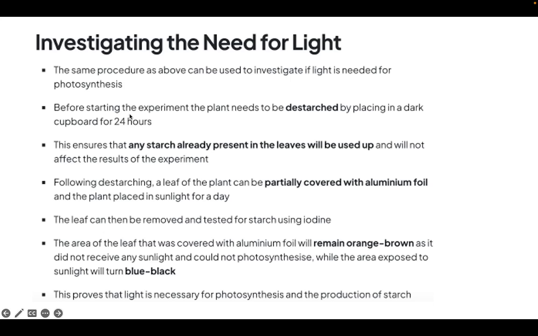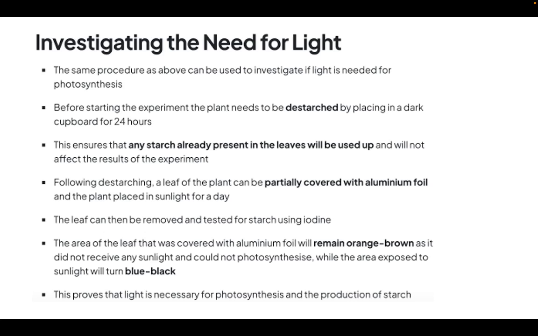Now, before starting the experiment, the plant needs to be destarched. We saw that we can put it somewhere dark. And if you put it somewhere dark, respiration will happen and use up the starch. This is to ensure that any starch already present in the leaf will be used up. This is why we first destarch. And now we go to test again. All right? Because if we don't destarch before, then we are going to use the starch that has been there. But we need to have a leaf without starch.